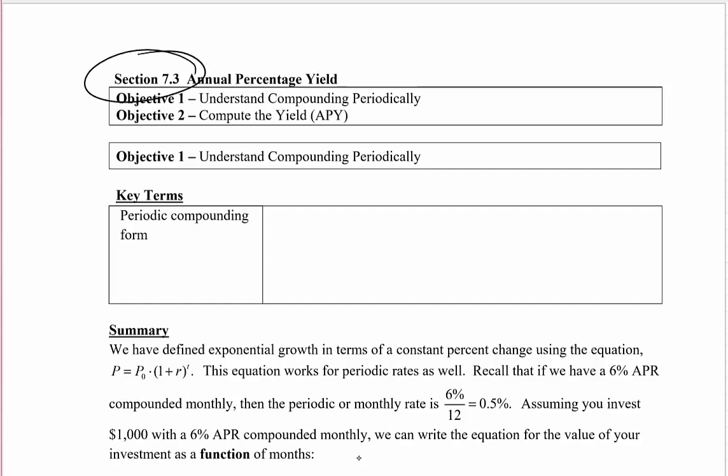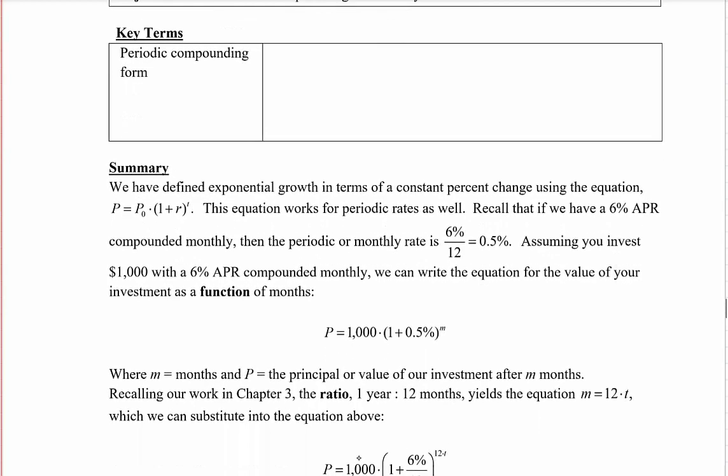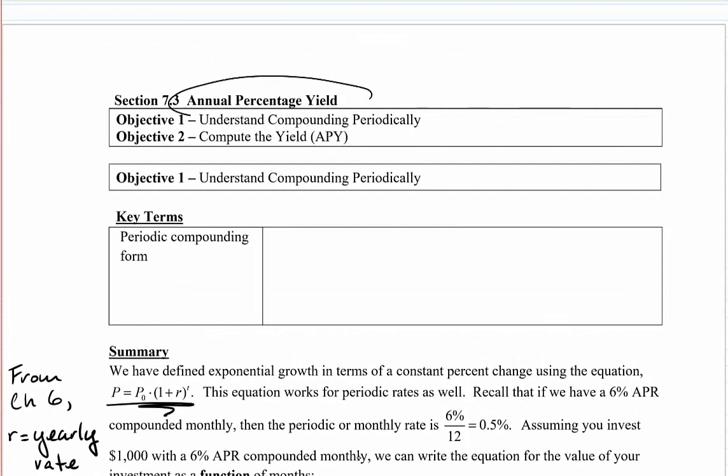Here we are in section 7.3 talking about annual percentage yield. Now, remember we saw this equation in chapter 6, and in particular, the rate, R, was a yearly rate. That's all we've learned about up until now. And the abbreviation for yearly rate was APR, annual percentage rate. So we know what an APR is. What we're about to focus on is an APY in chapter 7.